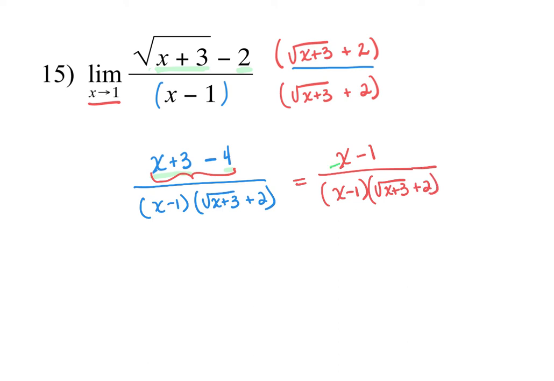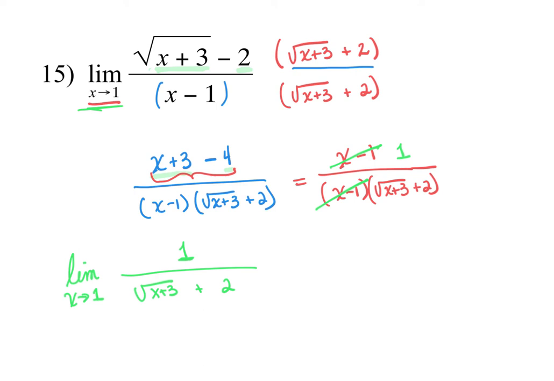Now you can see those x minus 1s are going to cancel. Now remember, when you cancel everything on top, you still have a 1. So I now have 1 in my numerator, and I have now just the square root of x plus 3 plus 2. And remember, I am doing the limit as x approaches 1. That no longer causes a problem. So now I can just plug it in.